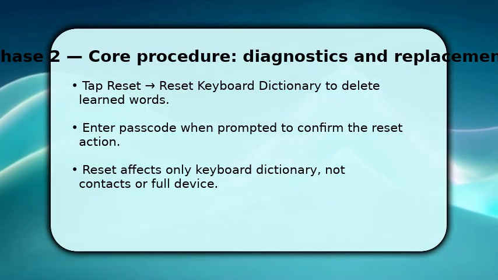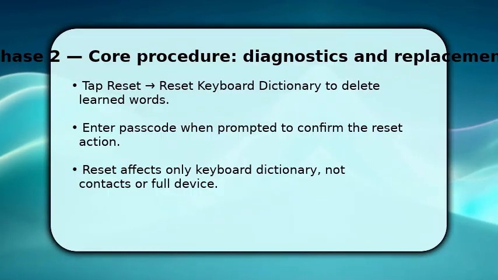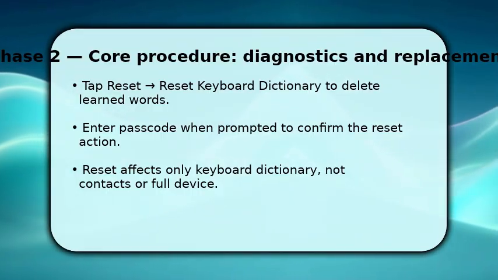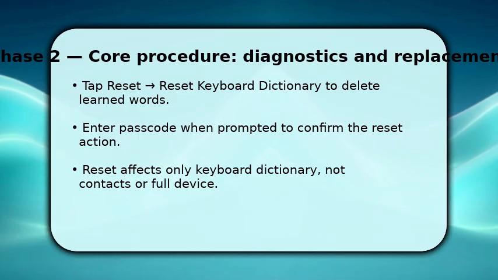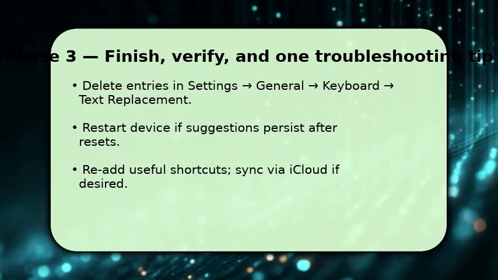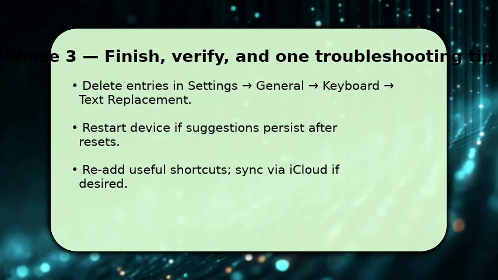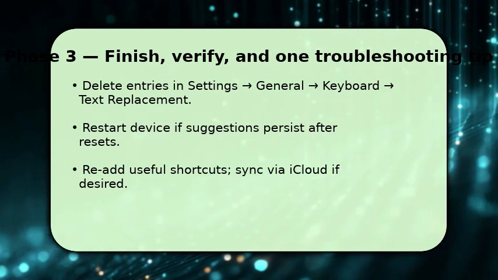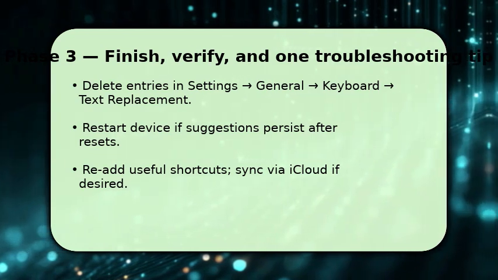Once done, make sure to test typing in messages. You'll finish by clearing text replacements. Open Keyboard > Text Replacement and swipe left to delete any shortcut you no longer want. Then restart your iPhone to ensure the cache is clear. That often resolves lingering suggestions.